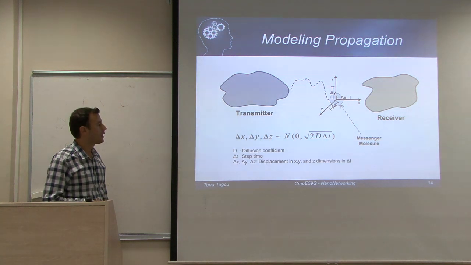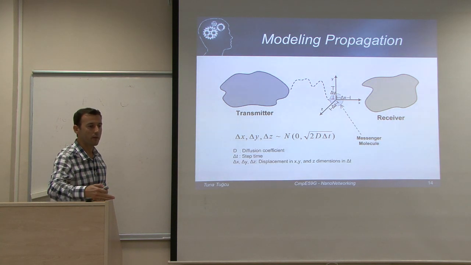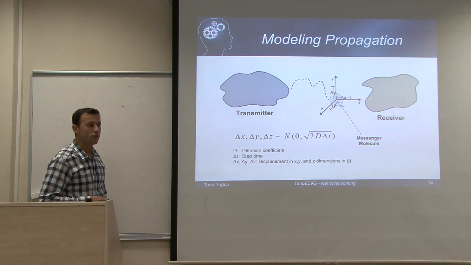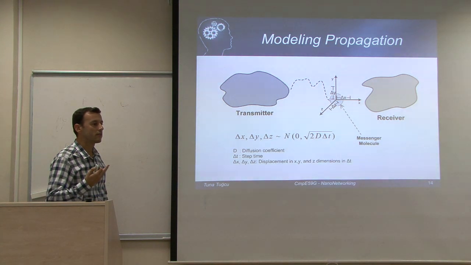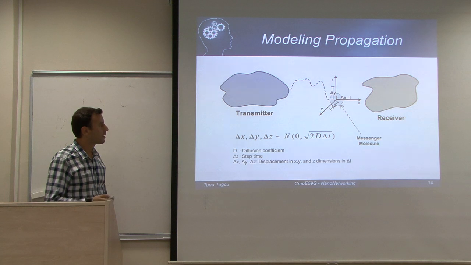If you implement such a model, then based on your time step, at each time step, you can calculate where your molecule will be in the next time step. So at time zero, let's say it is here. Based on this model, you can calculate where your molecule is going to be at the next millisecond. And you can run your simulator for, let's say, 1 second, and then you will have a walking molecule. This is what we're trying to model today.